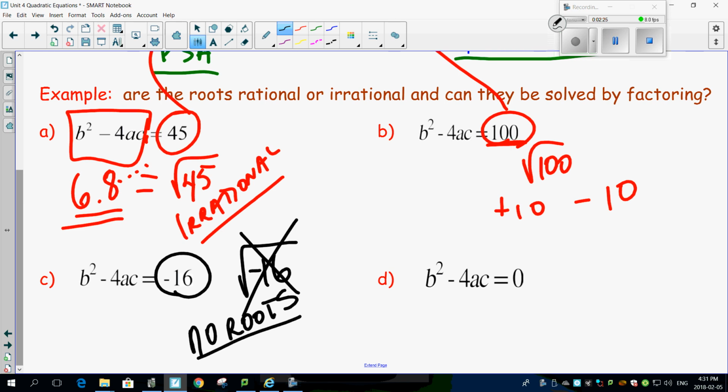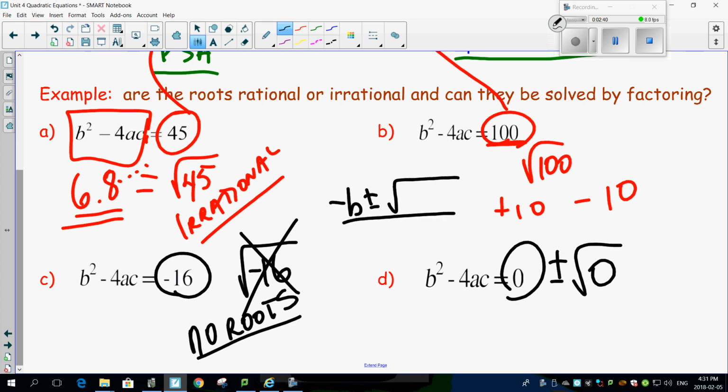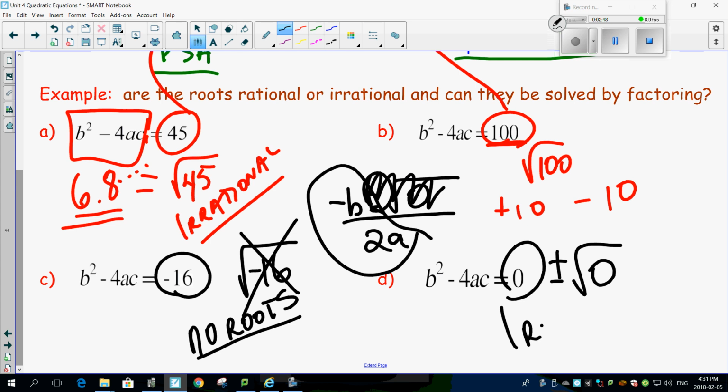Okay? Now, look at the last one. This equals 0. Can you square root a 0? Of course you can. But who cares about the plus or minus? Again, plus or minus in the formula of minus b plus or minus the square root of b squared minus 4ac over 2a. If this was 0, who cares about the plus or minus? You only have one root. So that's really, really important to realize.